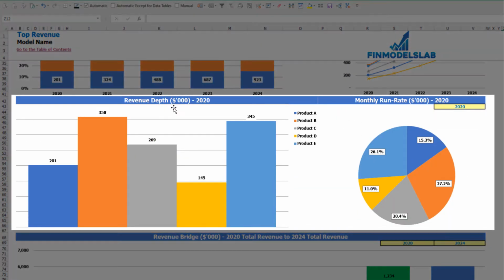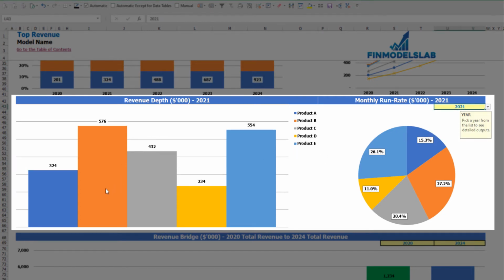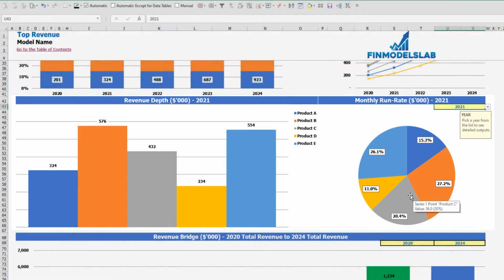Below you may see the revenue depth and monthly run rate chart. You can select the year, and based on this year you will see the information of revenue by products as absolute values and percentage revenue breakdown on the pie chart.